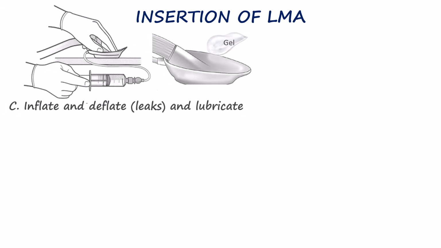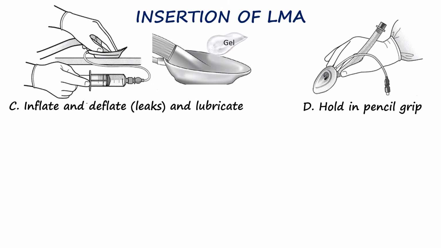Prior to insertion, the cuff should be inflated and deflated to check for leaks and to ensure that it functions properly. Then, with the cuff fully deflated, a small amount of sterile, water-soluble lubricant is applied to the posterior surface of the distal mask and cuff. The deflated LMA is held between the thumb and index finger, in the same way one would hold a pen or pencil, with the aperture facing the laryngeal inlet.